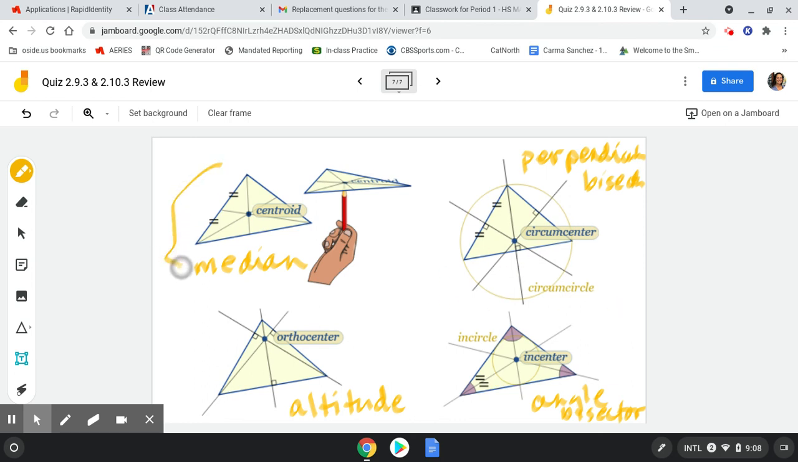When can the median be the same as an altitude? When it's an isosceles triangle.